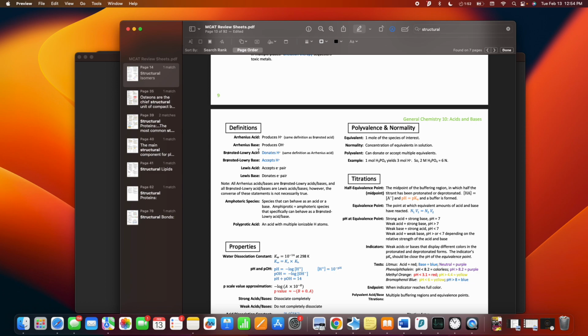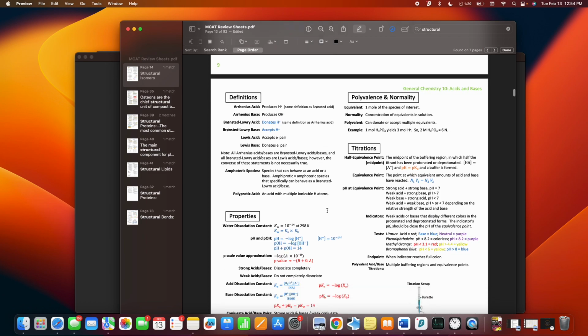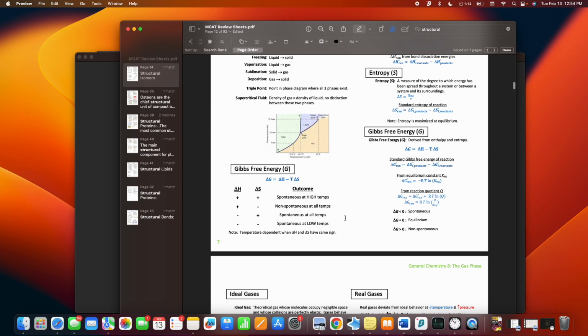So Bronsted-Lowry is about donating and accepting hydrogen plus, the protons. It's the same definition as Arrhenius acid, donating, producing protons. But Lewis acid is accepting electron pairs. It's based on the electron pairs. So that's why we mentioned Lewis acid-base for coordinate covalent bonds, right? There's also polyvalence, stuff like that. But we'll come back to the acid-base chapter very soon.